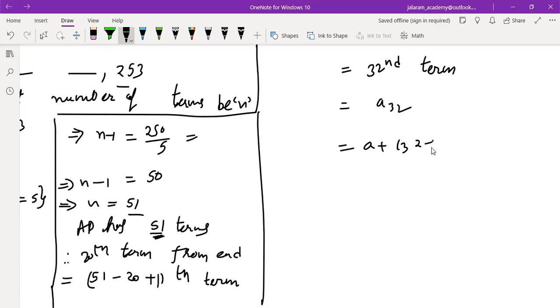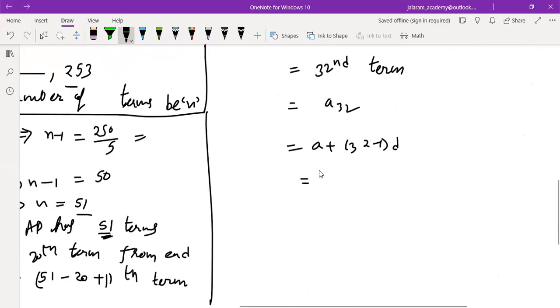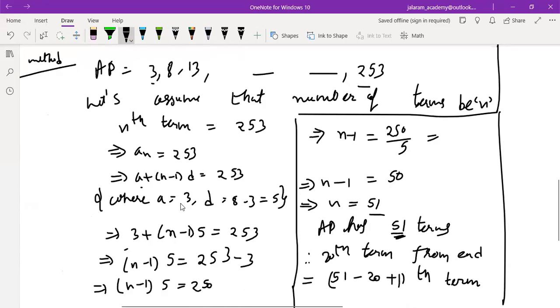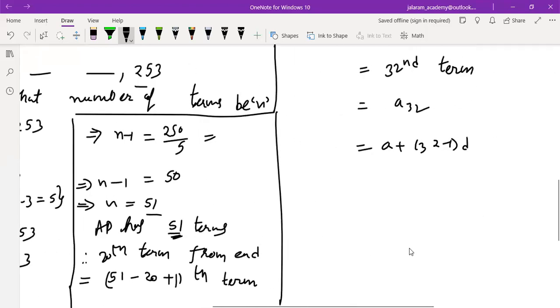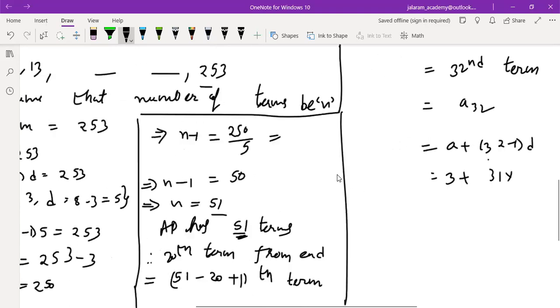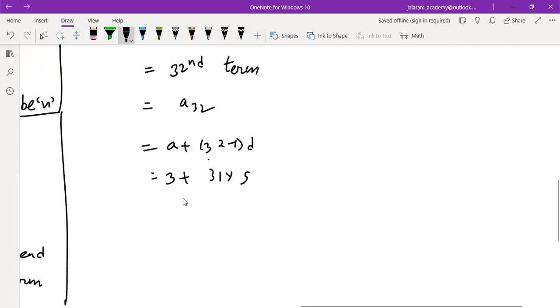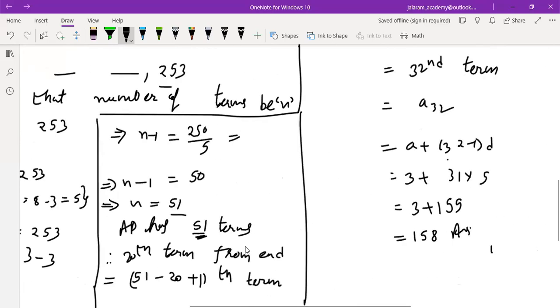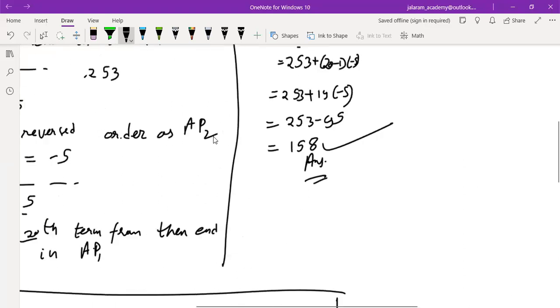So it is A plus (32 minus 1) into D. Now the value of A is 253? Sorry, it's not 253. What is the value of A? Sir, 3. 3 plus (32 minus 1), 31, into the common difference, which is 8 minus 3, 5. So it is 3 plus 155, that is 158, the answer. Is that clear to you? This is the same as the previous answer.